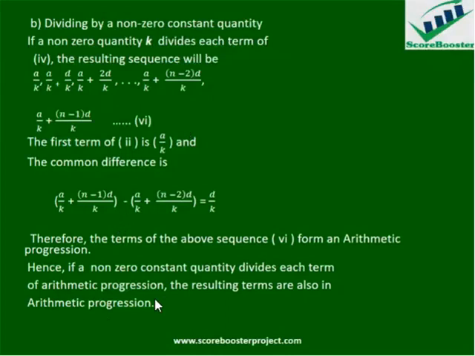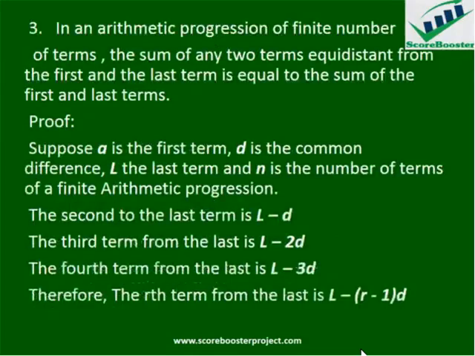Hence, if a non-zero constant quantity divides each term of an arithmetic progression, the resulting terms are also in arithmetic progression. And that completes the proof of the second property. Now we'll move to the third property.